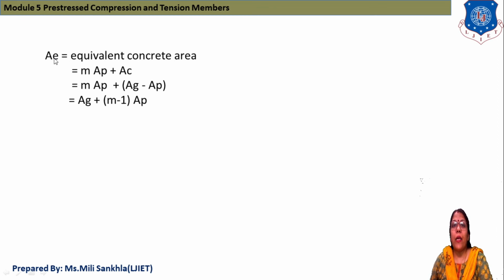the equivalent concrete area Ae is equal to m Ap plus Ac. m Ap is equal to the area of pre-stressing steel, where Ac is equal to gross area minus area of pre-stressing steel, that is Ag plus (m minus 1) Ap. This one is the equation of equivalent area.